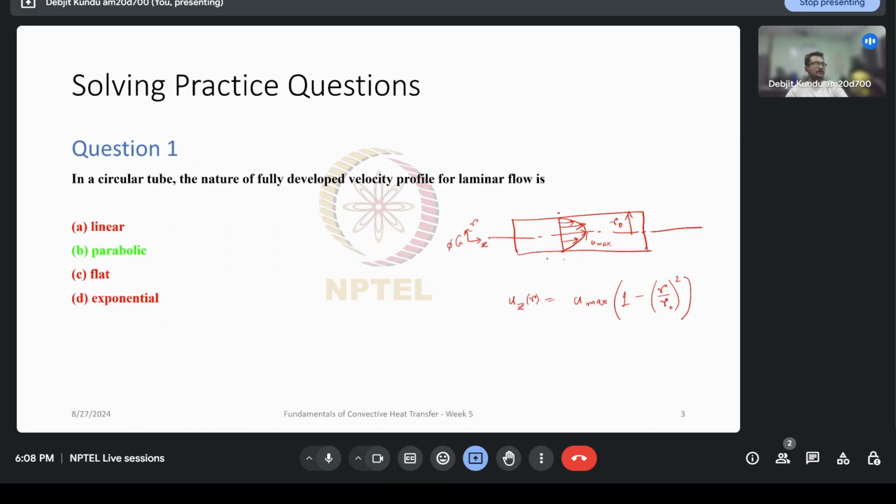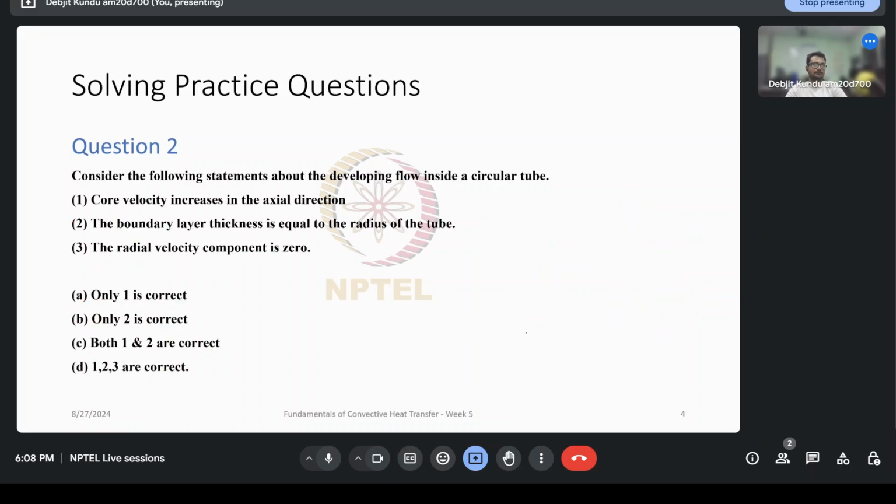So that satisfies the no slip boundary condition. That is, at the wall, there will be 0 velocity. And when radius is 0, that is at the center line, then this term becomes 1 and we get u equal to u max. So the maximum is at the center line. So let's move on to question number 2 now, which is asking us to consider the following statements. There are 3 statements given here, 1, 2, and 3, about developing flow.